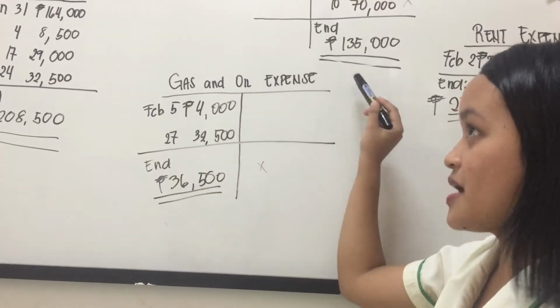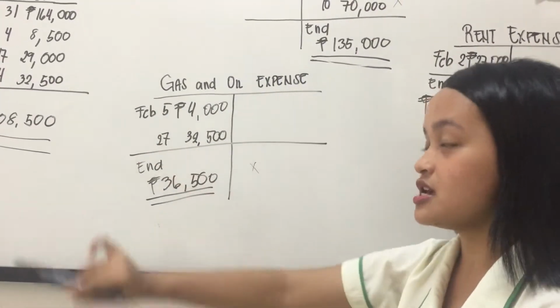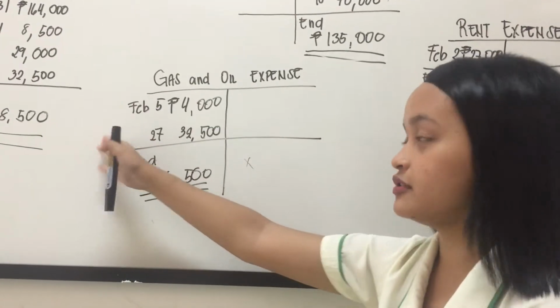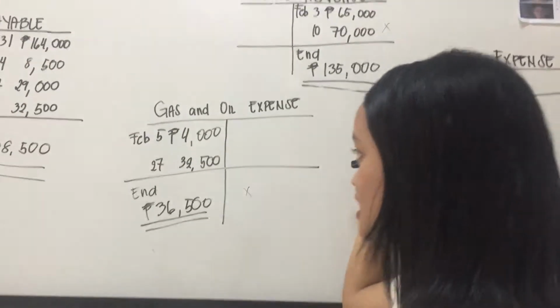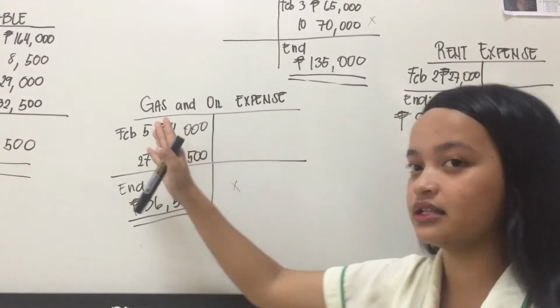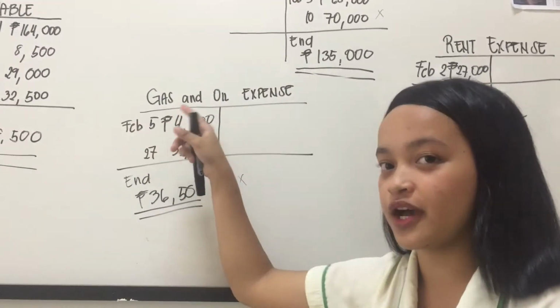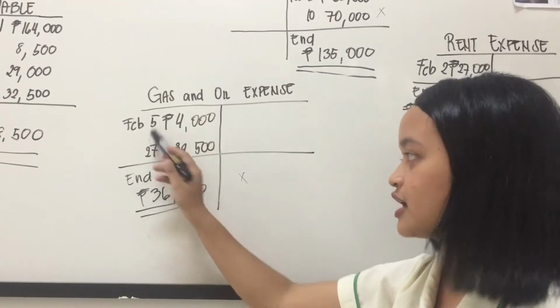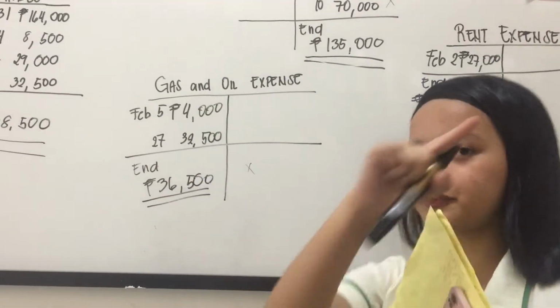Gas and oil expense. Since the normal balance of the expense is debit, just put it here. Don't forget, guys, that this is the debit side and the credit side. Since there is no credit here, we just put it all on the debit side. So you're just going to add these two transactions to get the normal balance, which is 36,500. And don't forget the double rule.